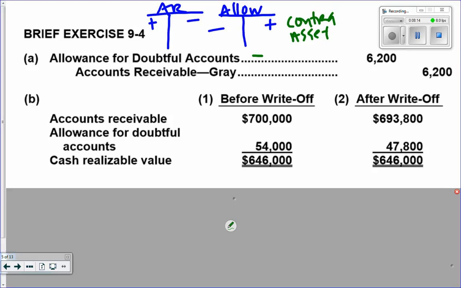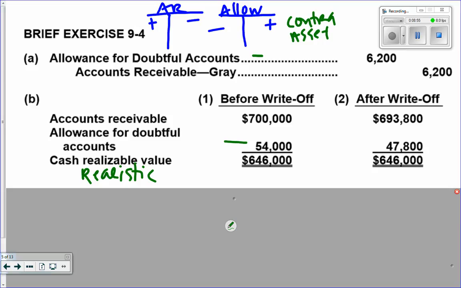What is the cash realizable value of the AR before the write-off and after the write-off? Okay, AR of 700,000 and allowance for doubtful of 54. So that's the before the write-off. The realism here is that we're probably not going to get that full 700,000, and they're saying here is the liquid version of this AR, what we are going to liquefy or turn into cash.